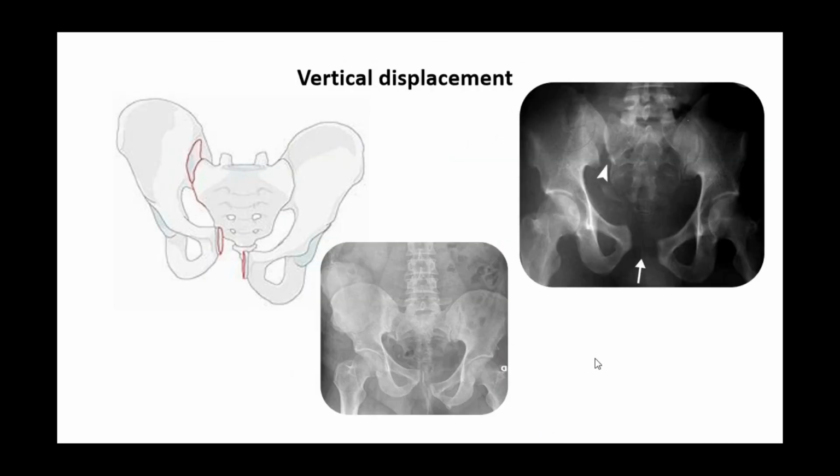Vertical displacements. This results from vertical forces causing upward displacement of half of the pelvis. Now here half of the pelvis is moving upward. So there is an injury in the region of the SI joint as well as the pubic symphysis. Both the X-rays are depicting the same thing. The SI joint is affected as well as there is a disruption of the pubic symphysis.